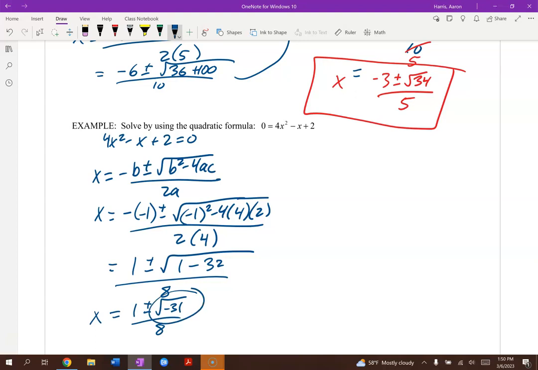Now notice this, square root of negative 31. Right now we cannot take the square root of a negative number. We have not been introduced to complex numbers. So right now we just say, oh, that's no solution. All right, so no solution at this moment. We will get to a point where we'll be able to solve that.